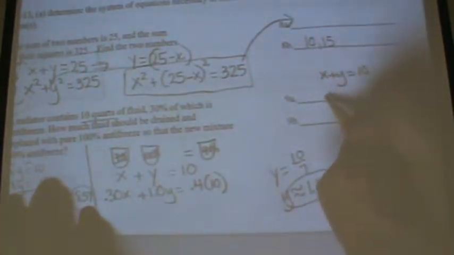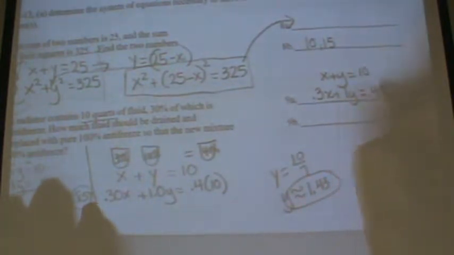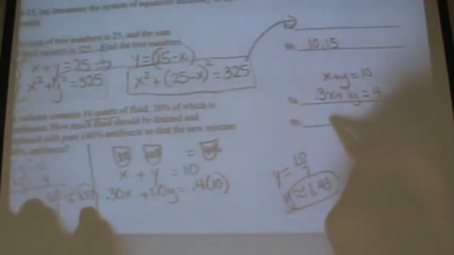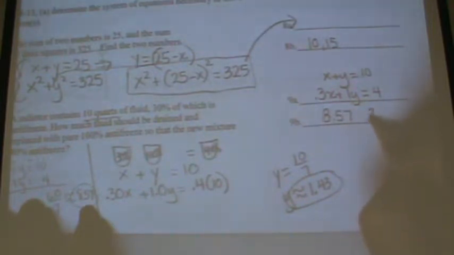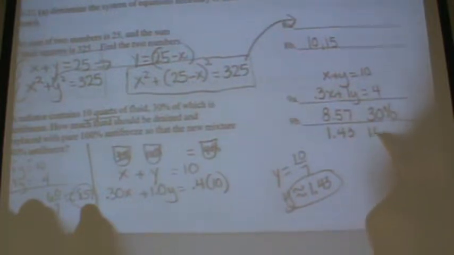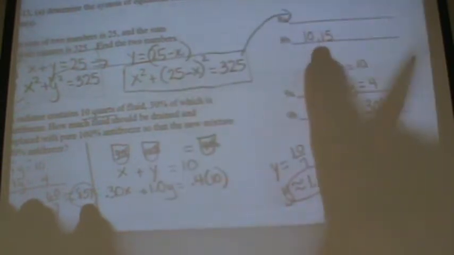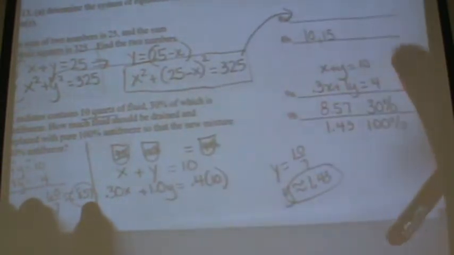So, for your two equations for this one, I would write x plus y equals 10 and 0.3x plus 1y equals 4. That would be good for me. And your answers are 8.57 of the 30% solution and 1.43 of the 100%. Label your answers, unless it's just numbers. 10 and 15, they have to write their numbers, I know that.